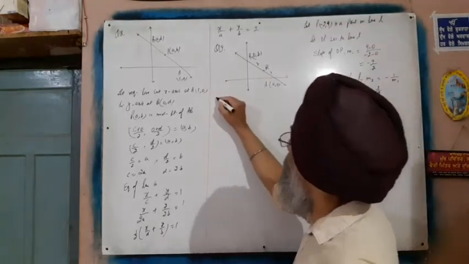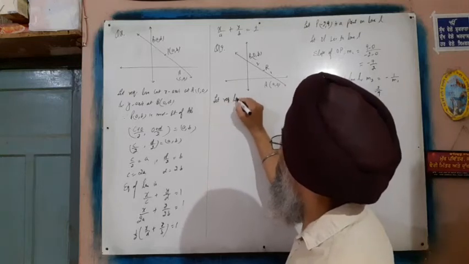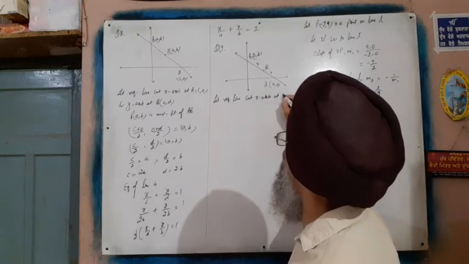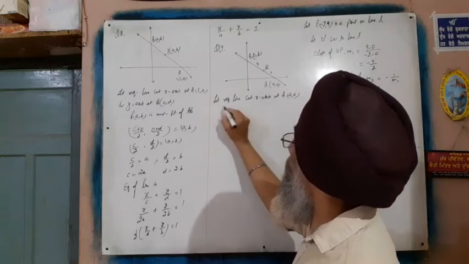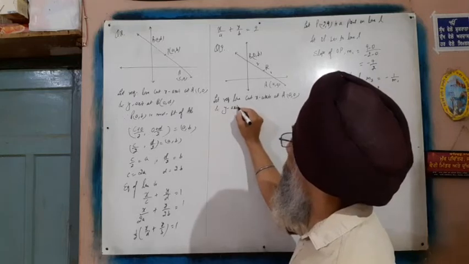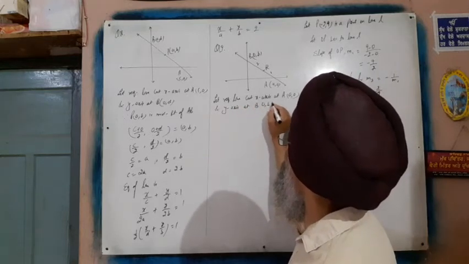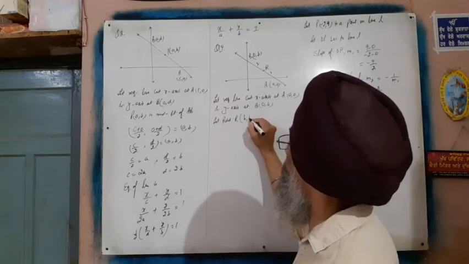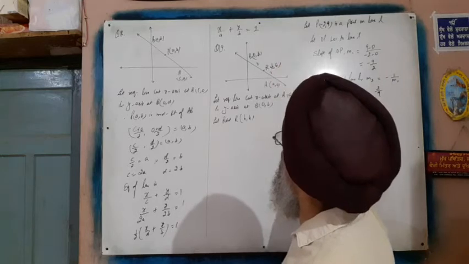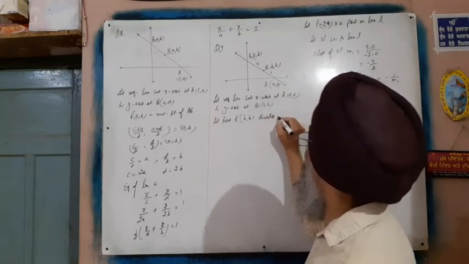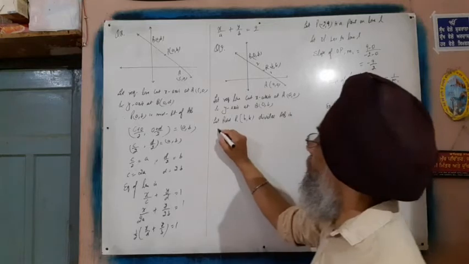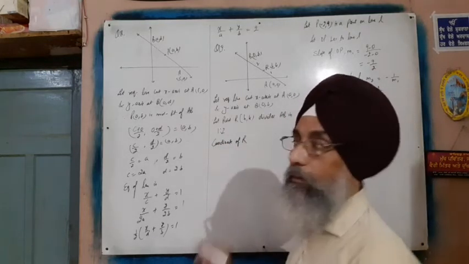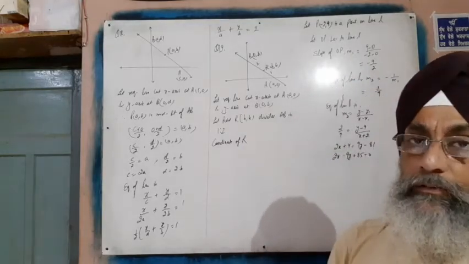Let us write the line. Let the required line cut the x axis at (a, 0) and the y axis at (0, b). Let point R with coordinates (h, k) divide AB in the ratio 1:2. So we find the coordinates of R by applying the section formula. R is dividing AB in 1:2, so we apply the section formula here.